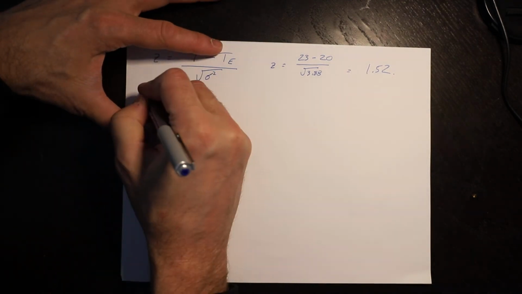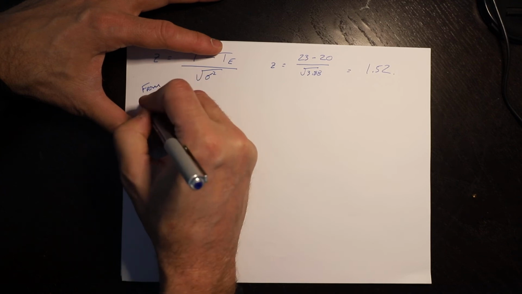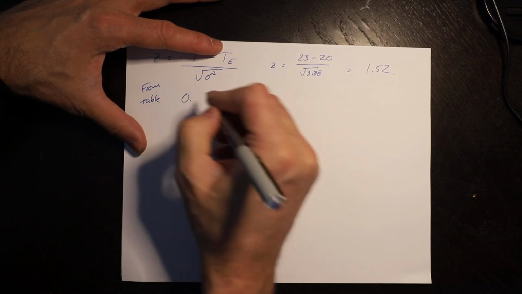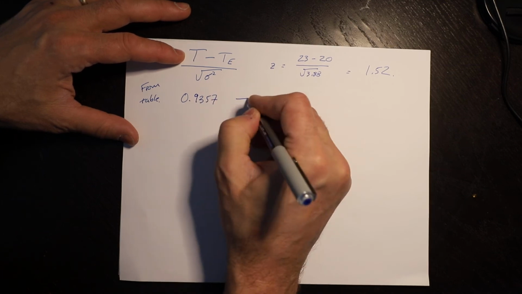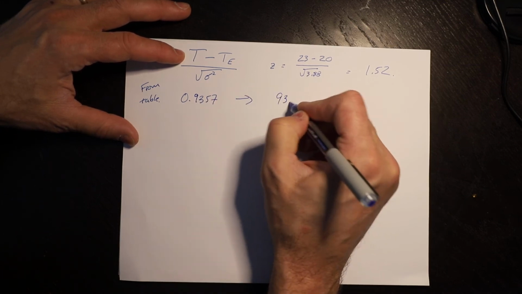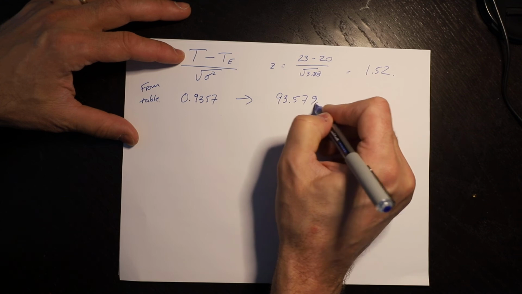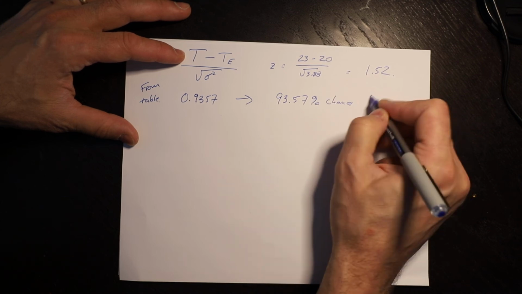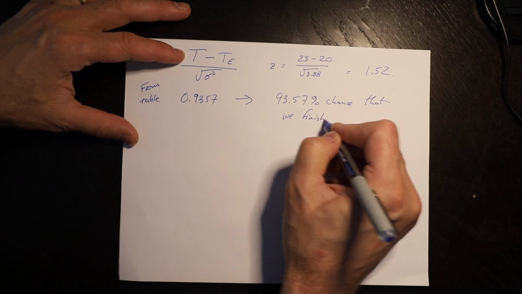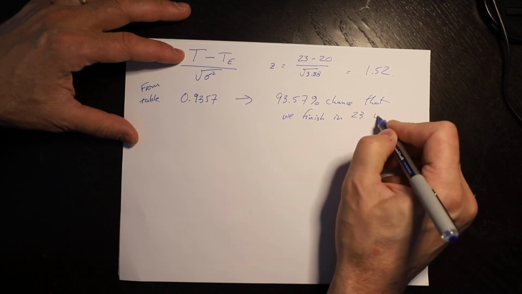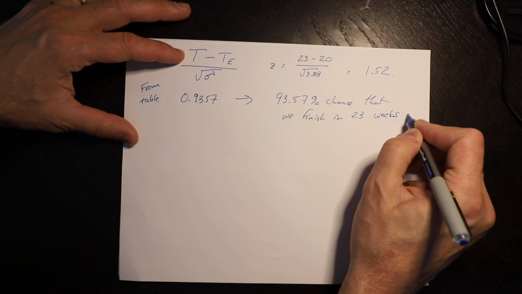And so from the table, that is 0.9357, which means there's a 93.57% chance that we finish in 23 weeks or less.